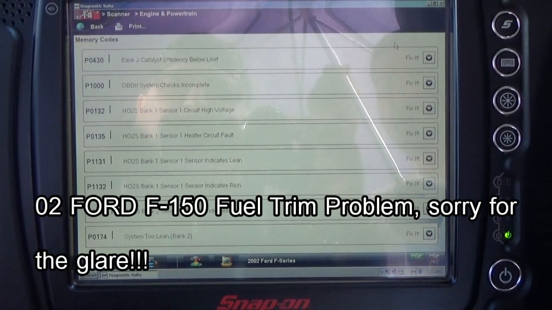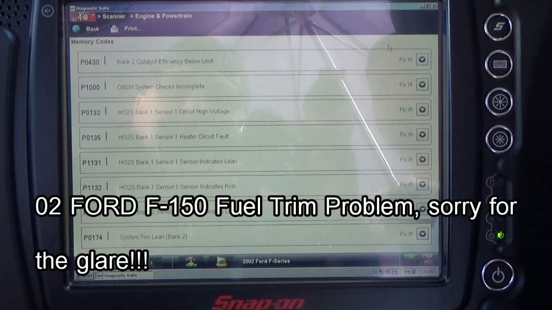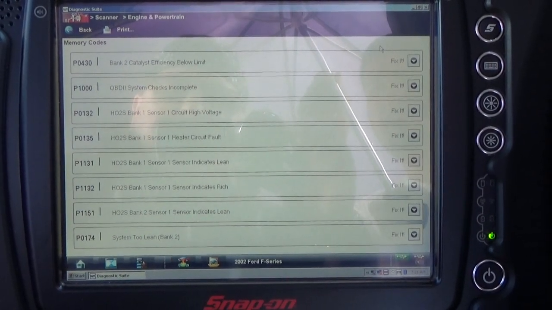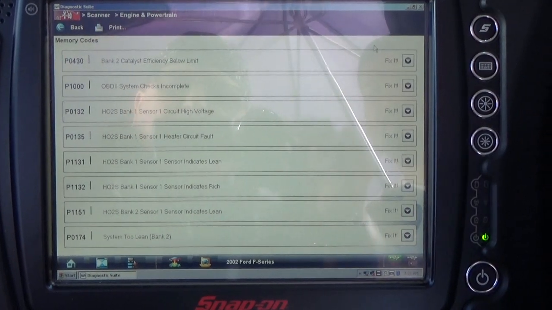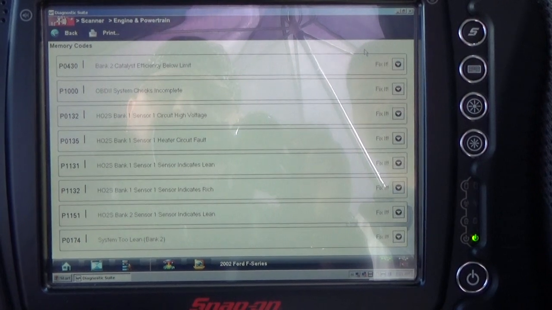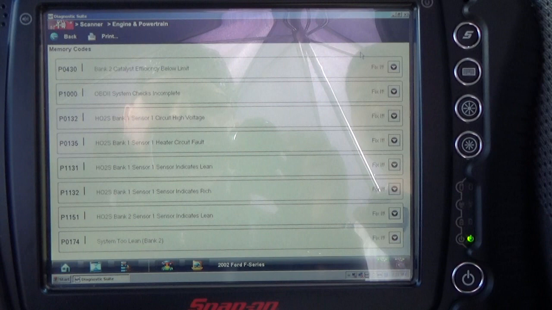Okay, this is a 2002 Ford F-150, and it's a 6-cylinder with a 4.2 liter. And this is what I got in memory codes. We got the P0430, bank 2 catalytic efficiency below limit.